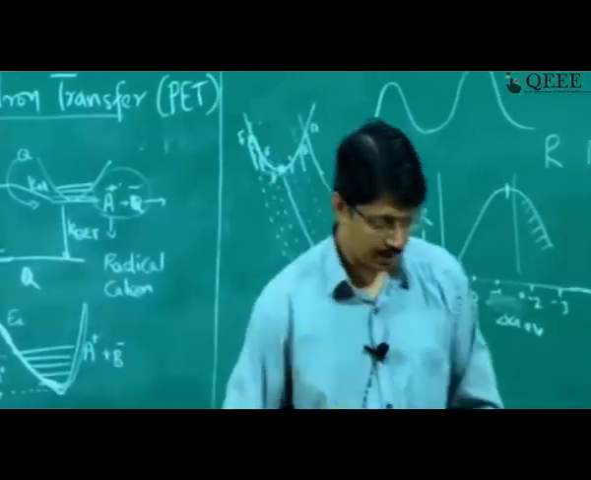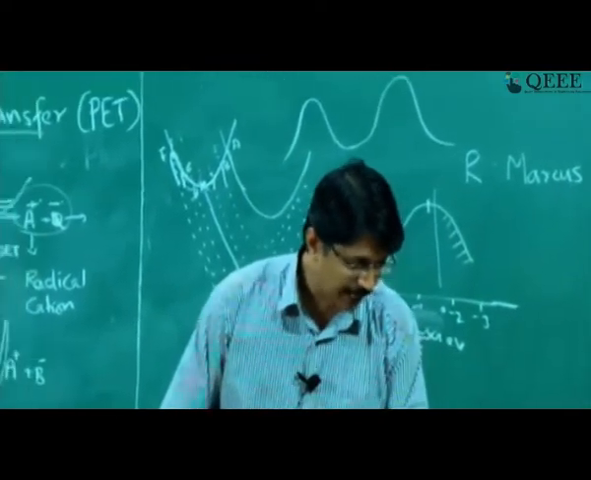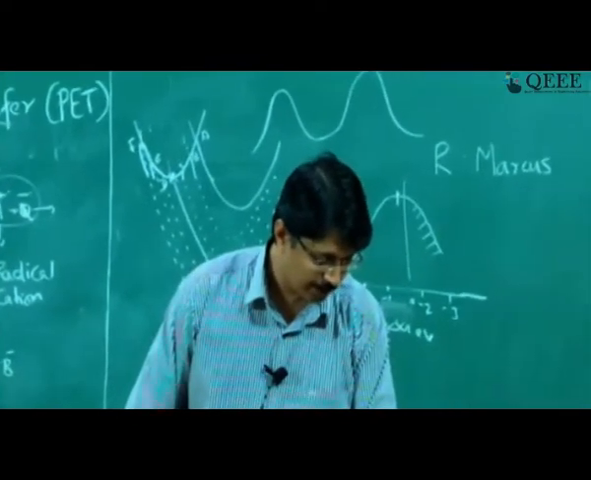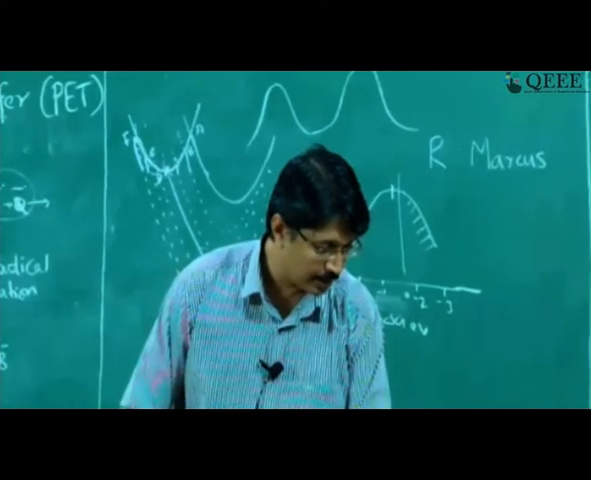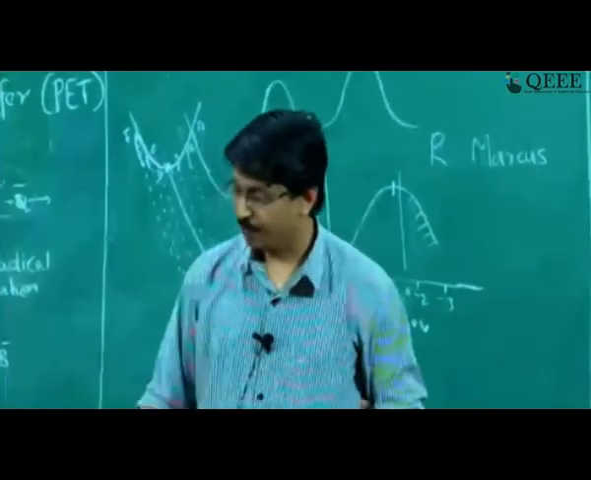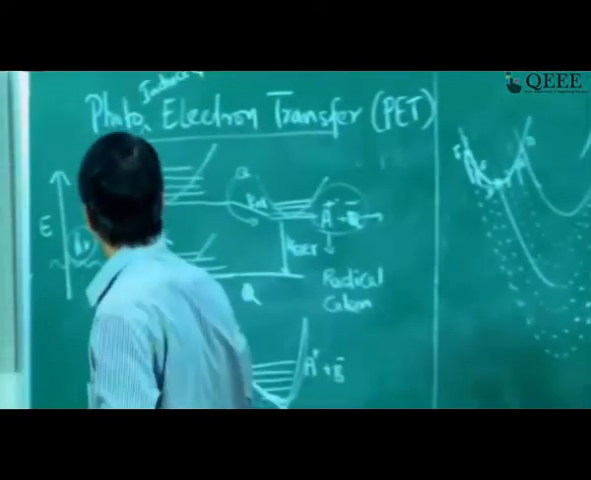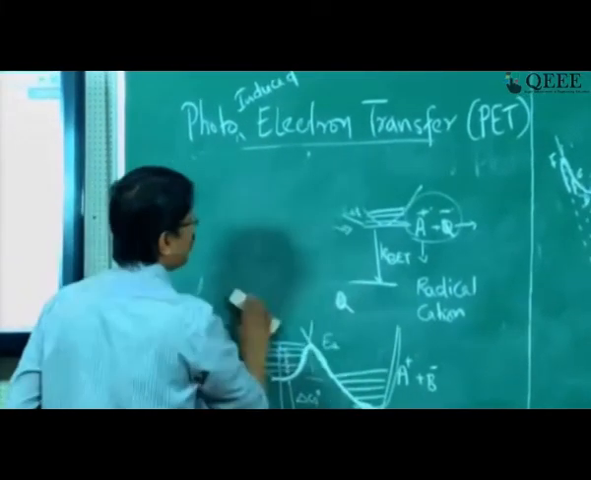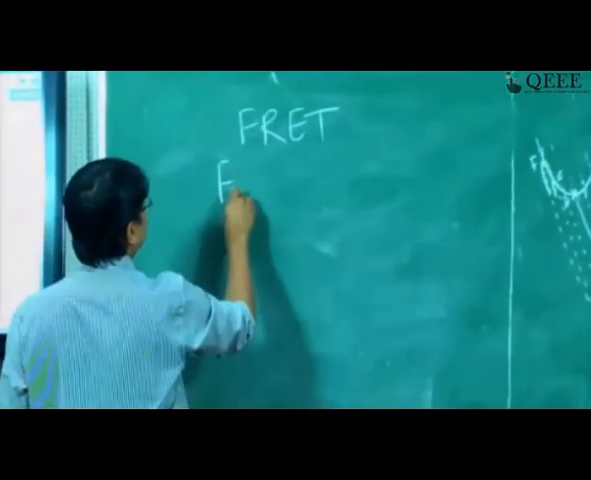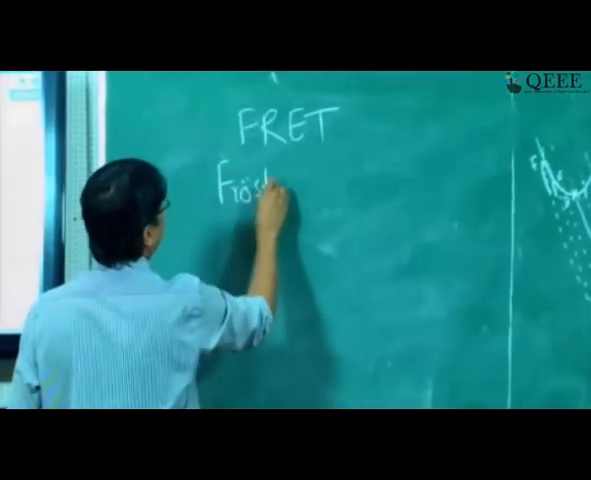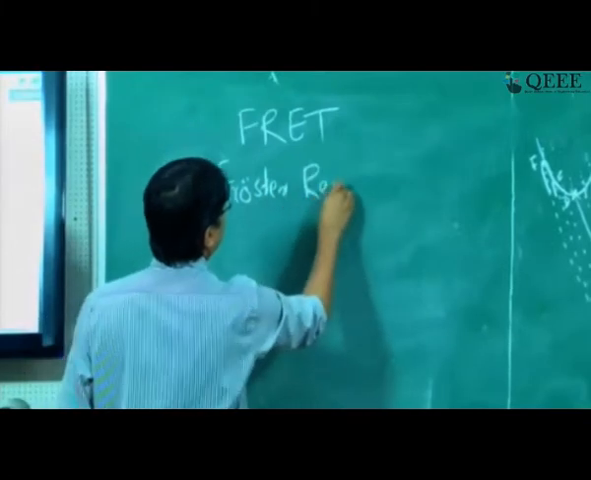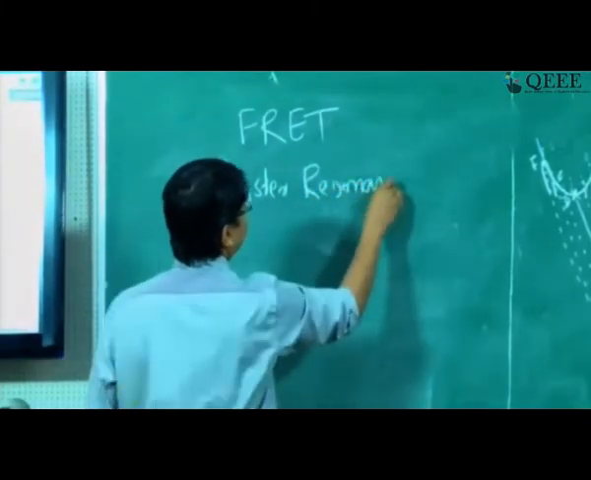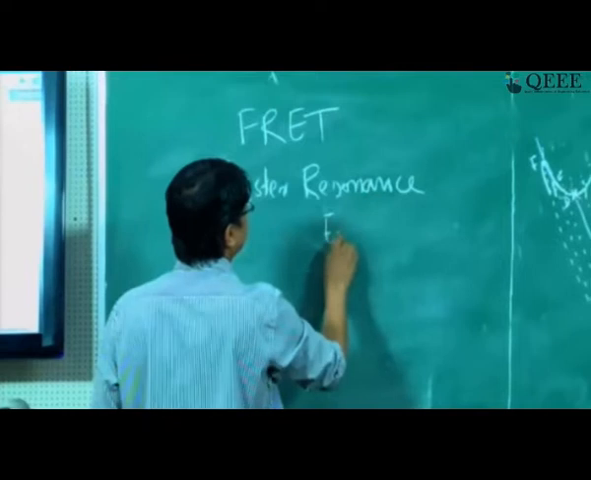Now let us go back to the slide again. I think we need to discuss one more thing, which is energy transfer. Before going to the slide, come back to the board again. So this is one main reason for quenching, electron transfer. FRET is Förster resonance energy transfer.